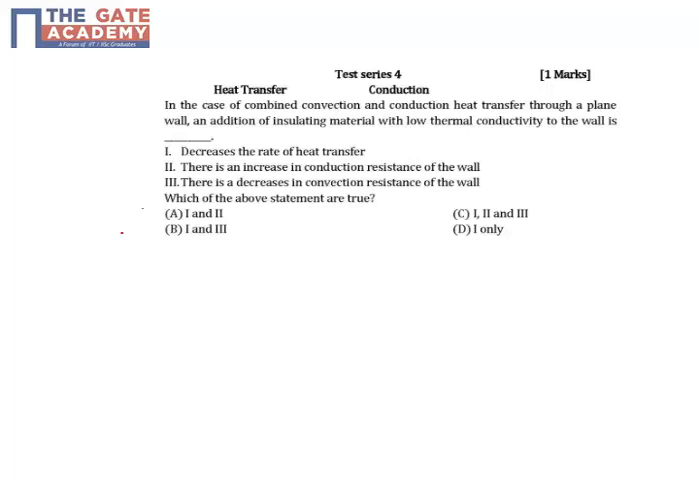Let us discuss a question from HT, heat transfer. In case of combined convection and conduction heat transfer through a plane wall, let's say there is some heat transfer that has to take place. You have thermal resistance because of the finite conductivity, and then you have convection to the outside medium. So you have conduction here and outside you have convection.